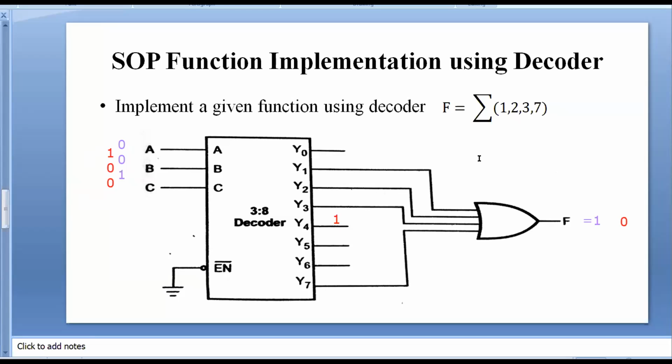Whichever minterms are given, you connect those minterms to the OR gate. Here I can use an OR gate. If they are asking to realize using a NAND gate, we have to replace the OR gate by a NAND gate. If they are asking to realize using a NOR gate, we have to replace this OR gate by a NOR gate. The basic construct is that the output must be equal to 1 for these minterms, and for the other minterms the output must be equal to 0. Since the given expression is SOP, we are using an OR gate.